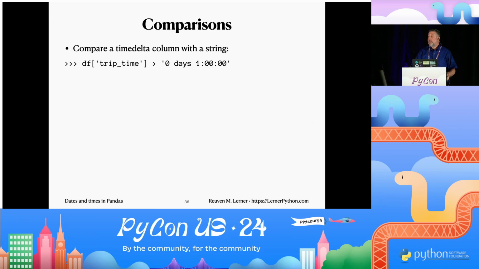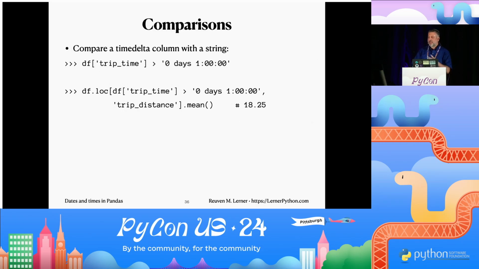So we can do comparisons also. I can compare a time delta column with a string, right? The same sort of string we saw before. How many trips were greater than 0 days, 1 hour in length? I can also say, based on that, find all the trips that were greater than 0 days, 1 hour in length, and then use that inside of df.loc to find all of those rows, then get me the trip distance and find the mean. This means, in other words, what is the average trip distance for trips that took longer than 1 hour?